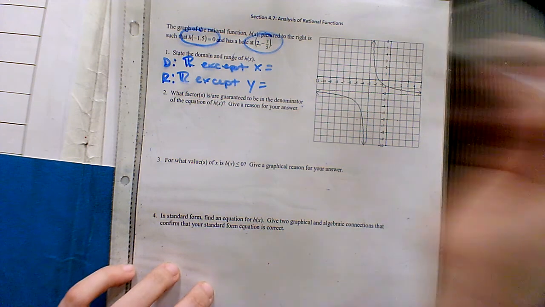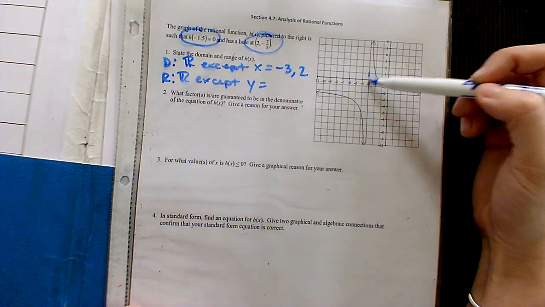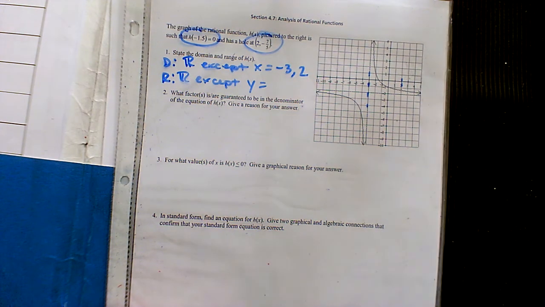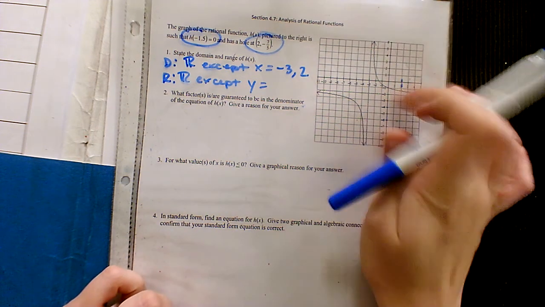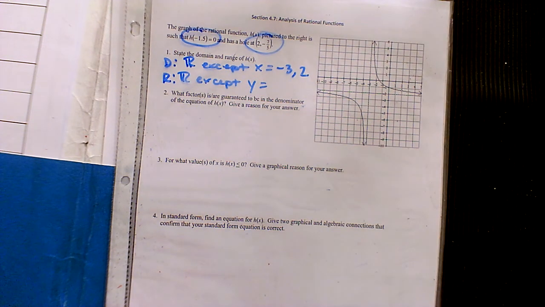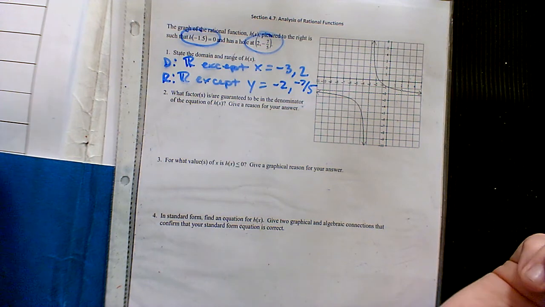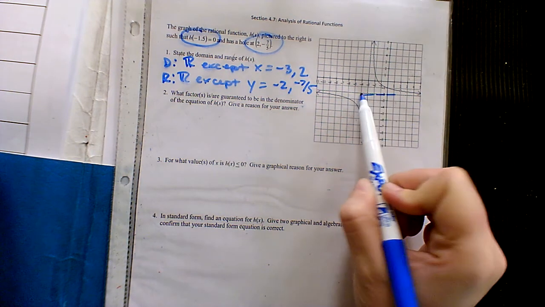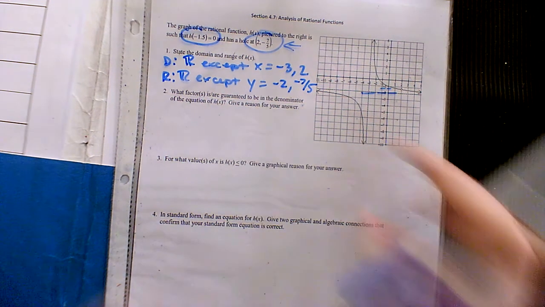What do you think, Caitlin? -3 and 2 for the domain because the vertical asymptote and the x location of the hole. Okay. What about the range? Go, Blair? -7/5. What were those? The horizontal asymptote and the y value of the hole. Okay, they gave that to us at the top.